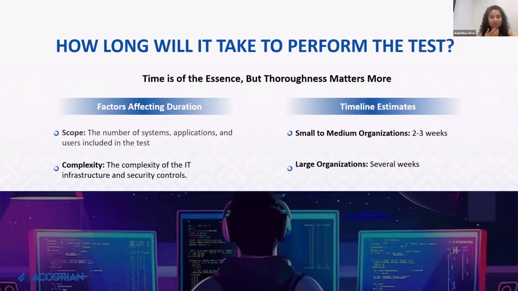If it's a black box test, it's straightforward. You don't have to share much detail. The pen testing company goes almost all in blind. If it's gray box, then you get partial information. If it's white box, then you have a lot more information. So depending on what assets are being tested, how many assets are being tested, the kind of testing, and of course the complexity of the infra, the environment itself, the time duration may differ. But in general, for a small to medium sized organization, pen testing should take 2 to 3 weeks, and for a larger organization, it may run into weeks.